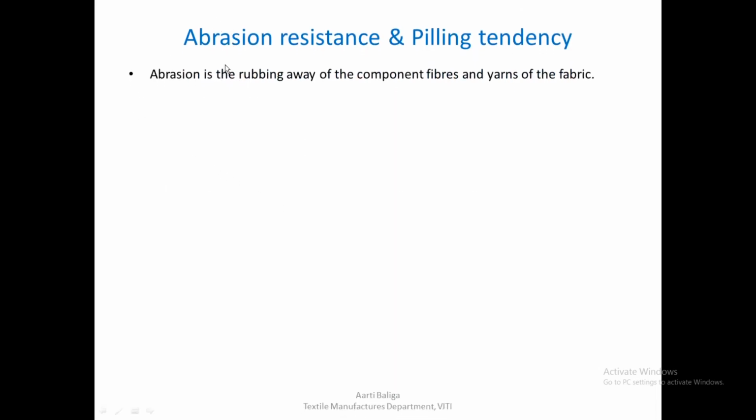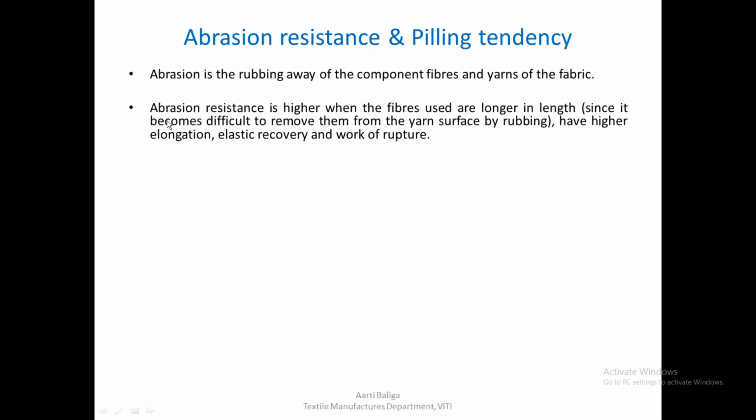We come to the next property, that is abrasion resistance and pilling tendency. Abrasion means rubbing away of the component fibers and yarns of the fabric. Abrasion resistance is higher when the fibers used are longer in length, since it becomes difficult to remove them from the yarn surface by rubbing. So always we should go for a longer fiber length if we are looking for good abrasion resistance.